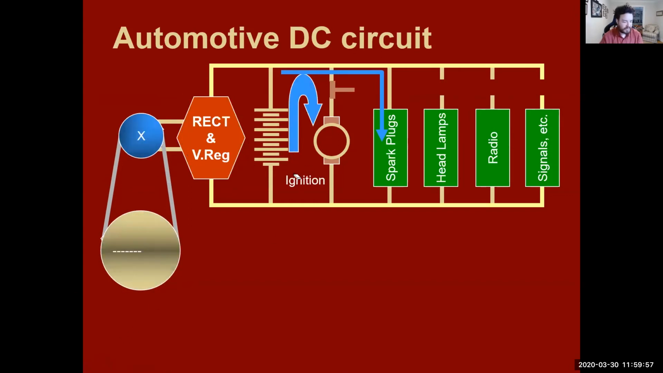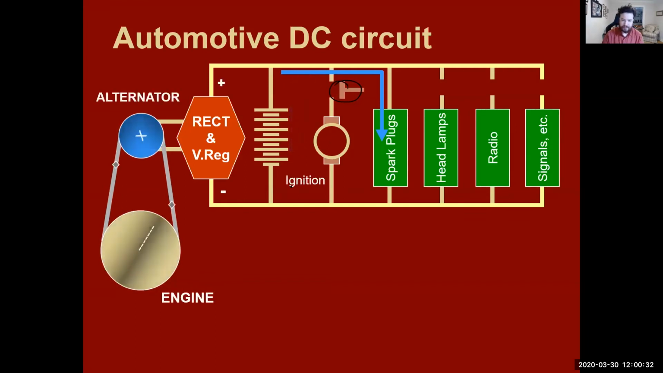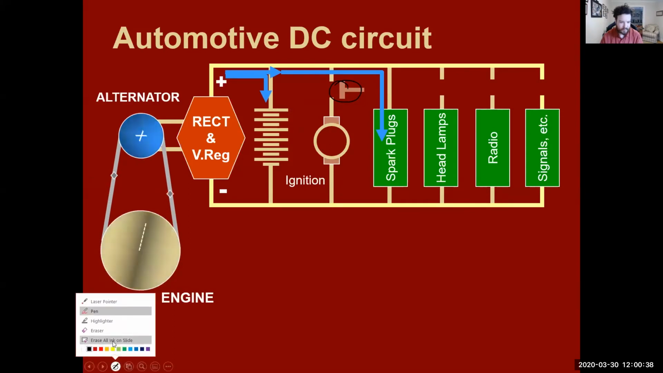So first things first, when we start up an engine, we have our key, and our key turns on our ignition. That's represented right here. We use the battery's power. You start the vehicle, and we complete the circuit, and now power goes to our spark plugs, and our engine turns on.